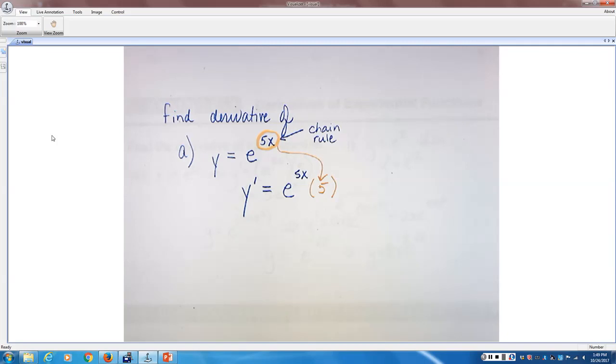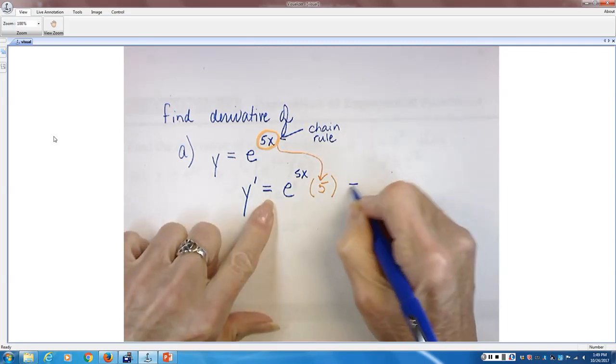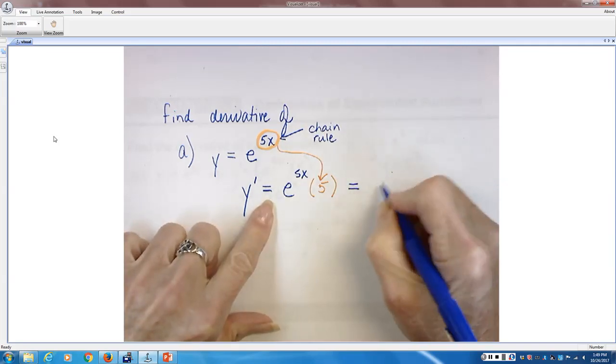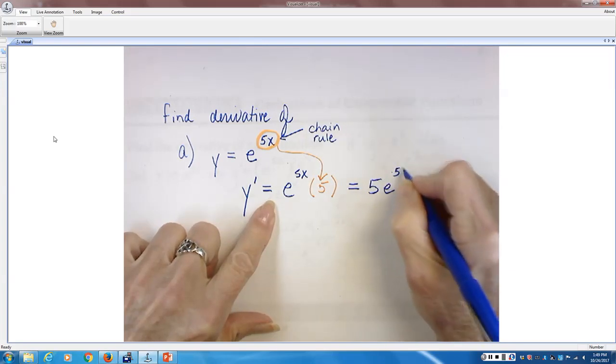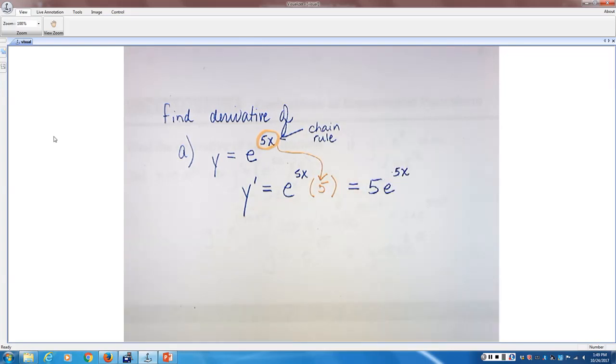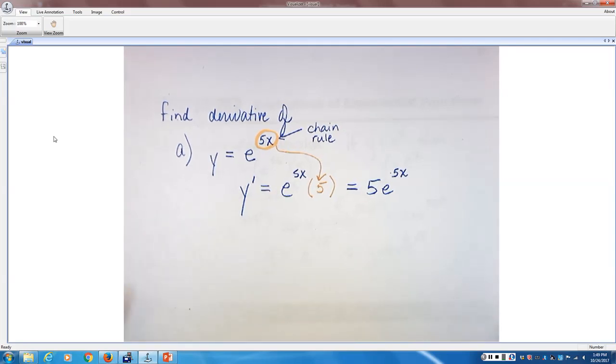So then that means that y prime, usually we'll write the number in the front because it's a multiplier, is 5 times e to the 5x power, and that's it. You're done. So there's your derivative. So let's try a couple of others.